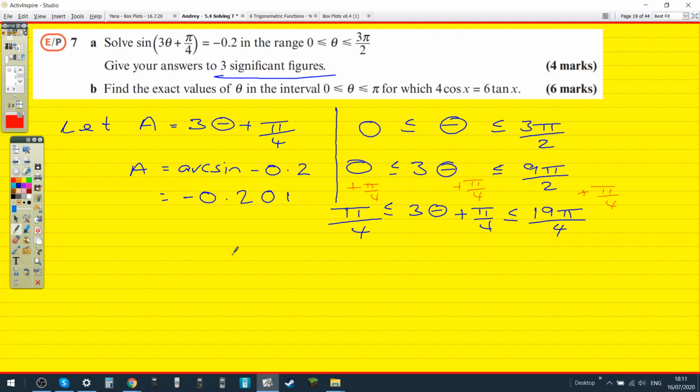I need to add 0.201. You need to add what to it? Pi. The second answer for sine is pi minus the first answer, and so minus minus becomes plus. What do you get there? You'll get 3.34. Okay. What's next?